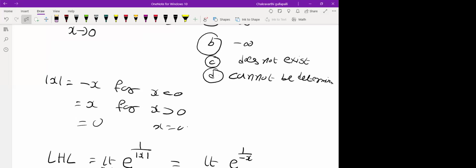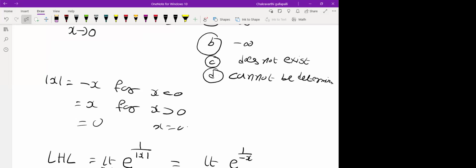Does not exist. So whenever mod X comes, does not exist. E power 1 by mod X means does not exist. You memorize and go. But in the exam, they will ask you this time, options will change. Does not exist. Examiner only will give you the answer. It does not exist. Why?